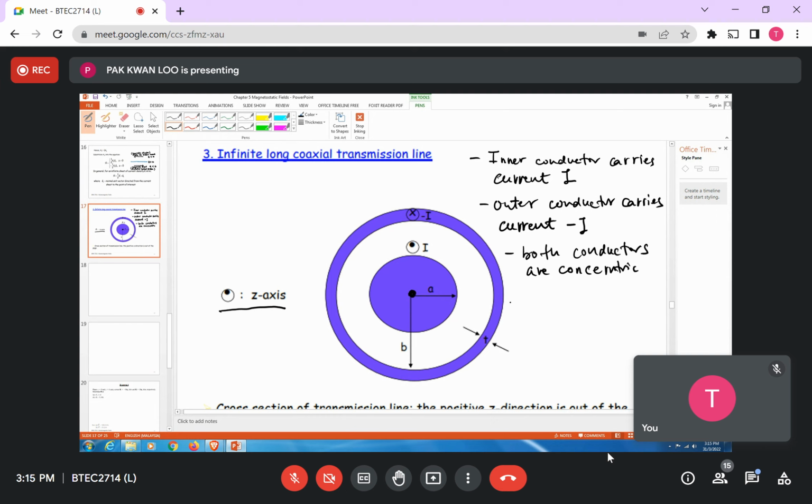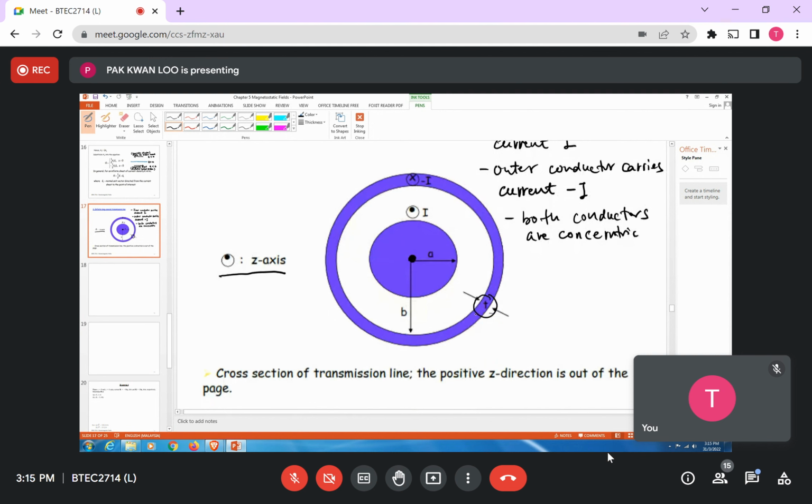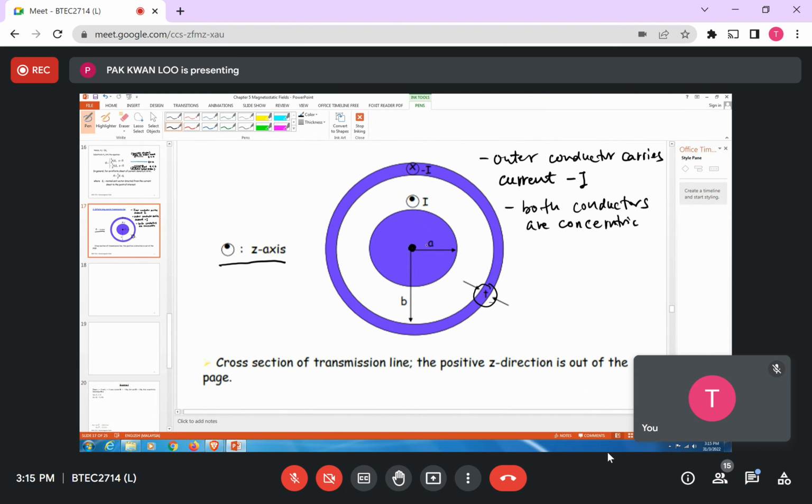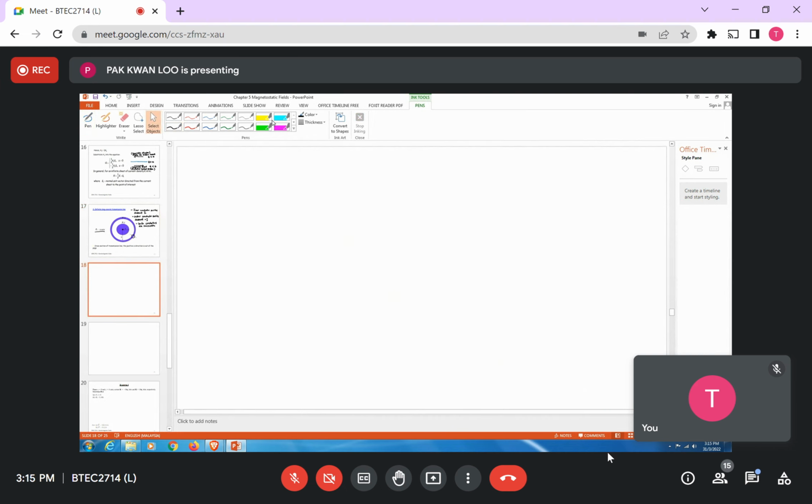So the outer conductor, even though it is spherical, is a cylindrical shell. It's a cylindrical shell that has a thickness t. Now we are going to determine the magnetic field everywhere.